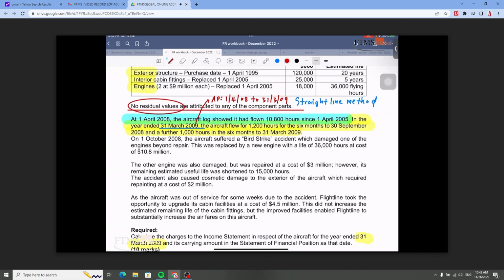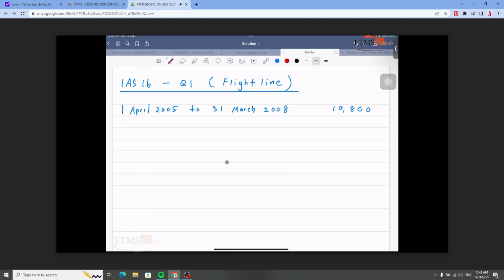No problem. Okay. So in the year ended 31st March 09, aircraft flew for 1,002 hours for the 6 months to 30th September. Okay, so first half of the accounting period is 1,002. And a further 1,000 in the 6 months to 31st March. So that's what they are trying to say. They split your accounting period into 2 periods. First 6 months, 1,002. Subsequent 6 months, 1,000. Okay, right. So for this second paragraph, it looks like this. So what they are trying to tell you is this.